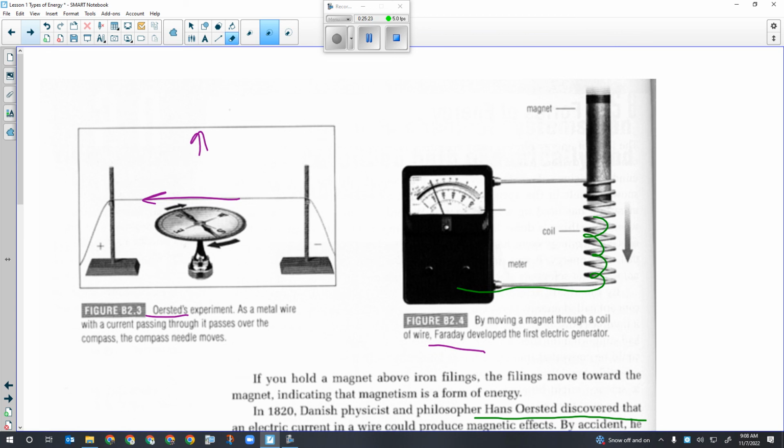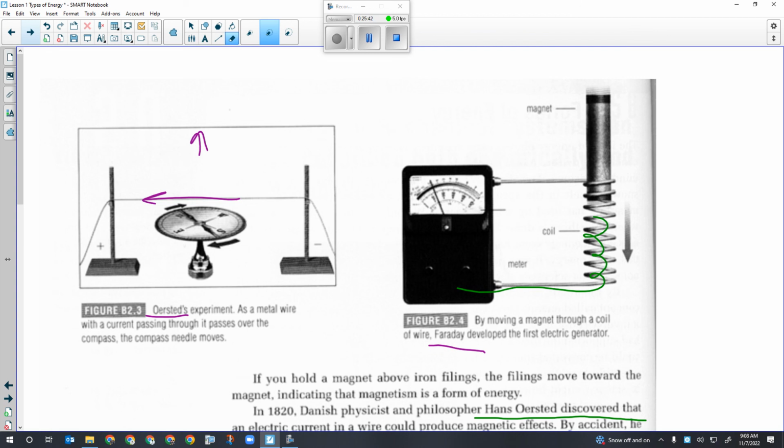All right? So, electricity can have magnetic effects and vice versa. Okay? Michael Faraday discovered that if he coiled up a wire and pushed a bar magnet through it, that it would move the electrons and generate an electrical current. Okay?